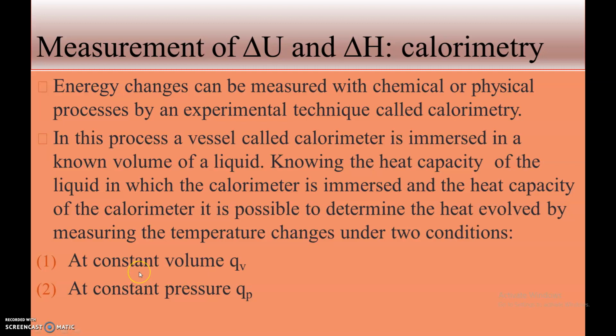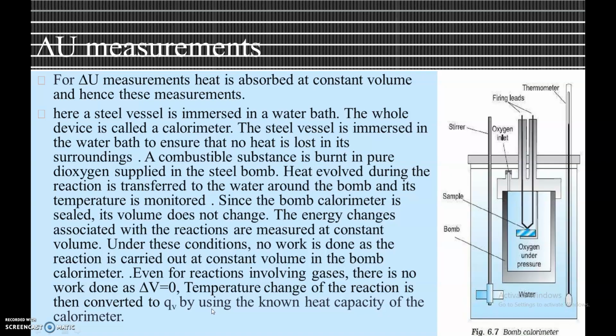So the two conditions are, first, at constant volume, that is QV. Second, at constant pressure. We will see how much heat is exchanged, or how much energy is produced, at constant volume and constant pressure. First, we'll see how to measure internal energy. For delta U measurements, heat is absorbed at constant volume. We know delta U is always related to constant volume, and delta H is related to constant pressure.